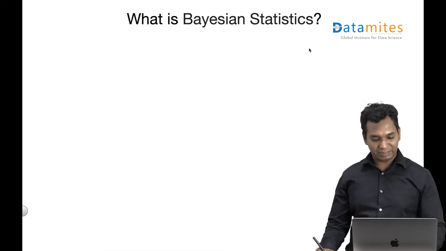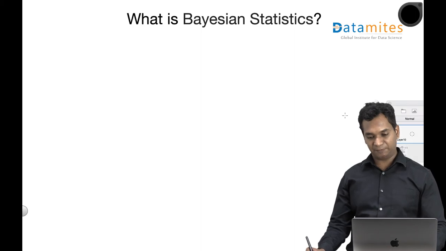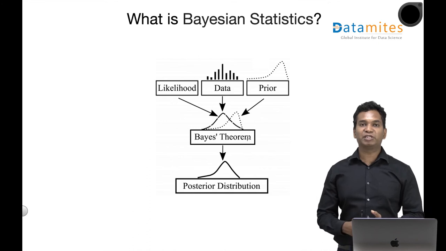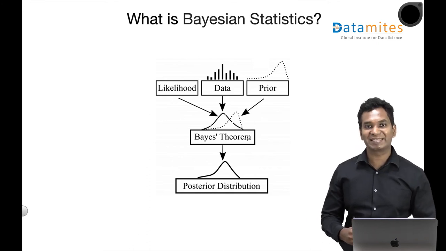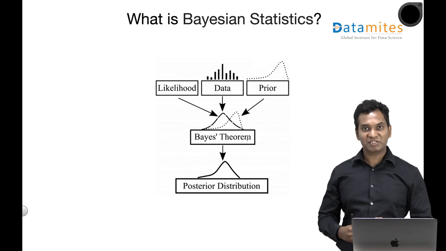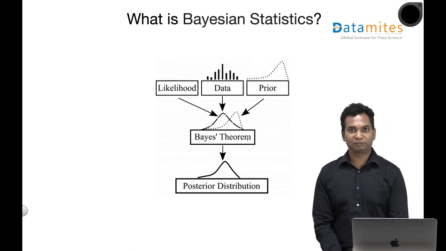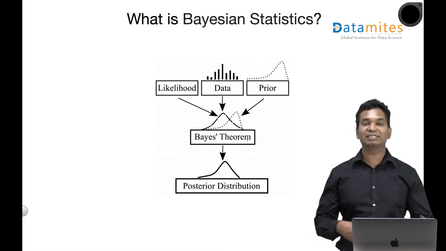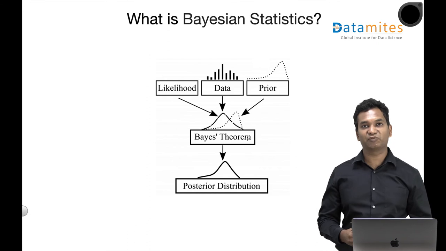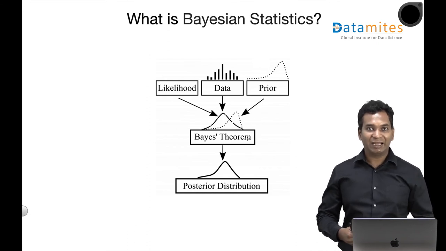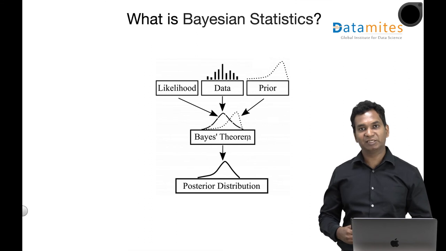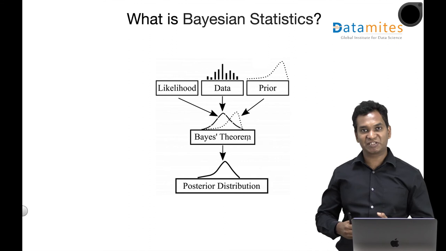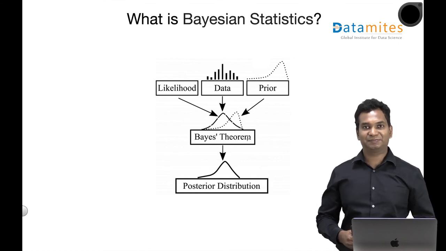Essentially, the statistics which depends on Bayes' theorem is called Bayesian statistics. Traditionally, what we do in statistics is frequentist statistics, which is based on the frequency of the distribution. In Bayesian statistics, we actually apply Bayes' theorem by taking the data, the prior probabilities of individual phenomena and the likelihood. Then what we get is the posterior distribution. The analysis depends on the posterior distribution, and that kind of statistics is called Bayesian statistics.